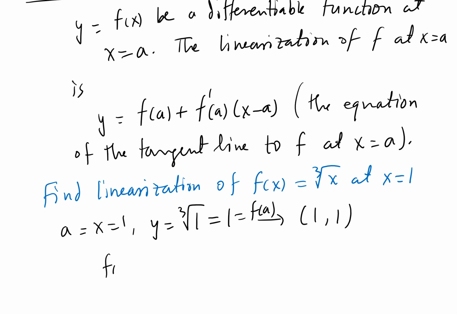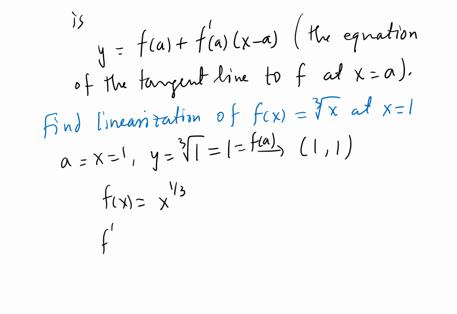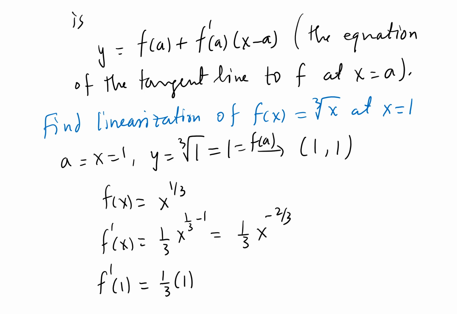Now from the function, we can rewrite it as x to the 1/3, because we need to find the slope of that. To do that, for f prime, we need to find the derivative. It's 1/3 x, subtract 1 from the exponent, 1/3 x to the negative 2/3. So to find f prime at 1, it's 1/3 times 1 to the negative 2/3, so 1/3. This is f prime at a.